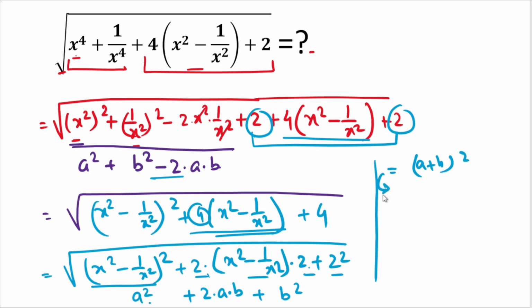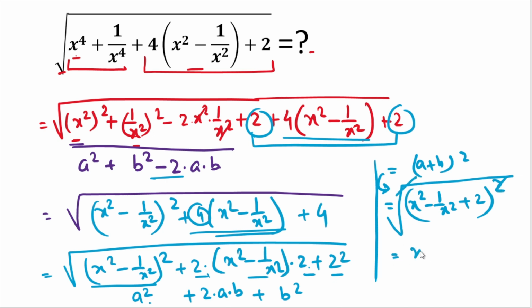So according to this formula we'll write this expression as x square minus 1 over x square plus 2 and its whole square, and we have the square root over this value. So here the square and square root will be cancelled. So our answer is x square minus 1 over x square plus 2. This is the answer of this expression.